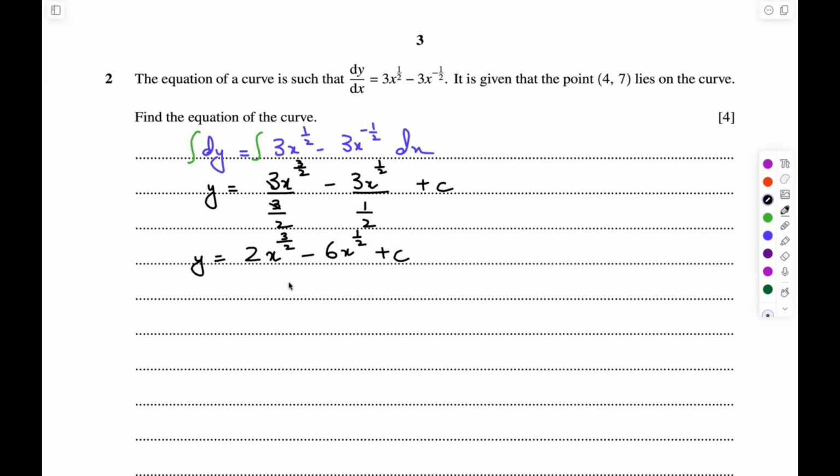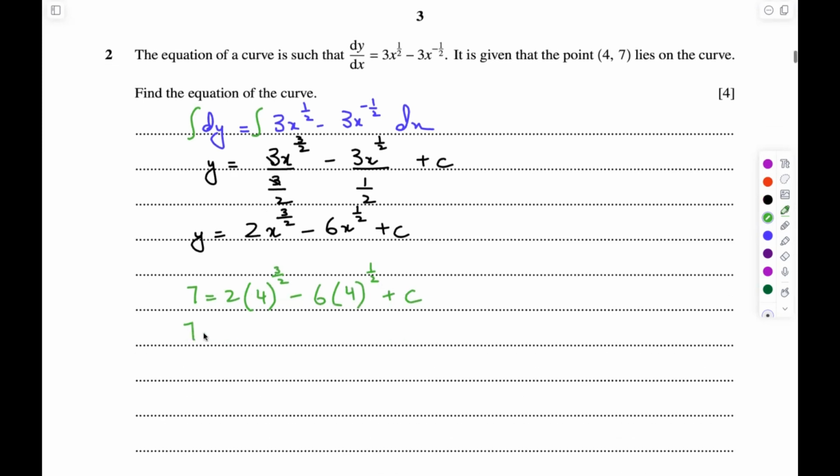Once we have simplified this, now we can substitute the values of x and y in the equation. So y is 7 and x is 4. This will be 2 into 4 to the power 3 upon 2 minus 6 into 4 to the power 1 upon 2 plus c.